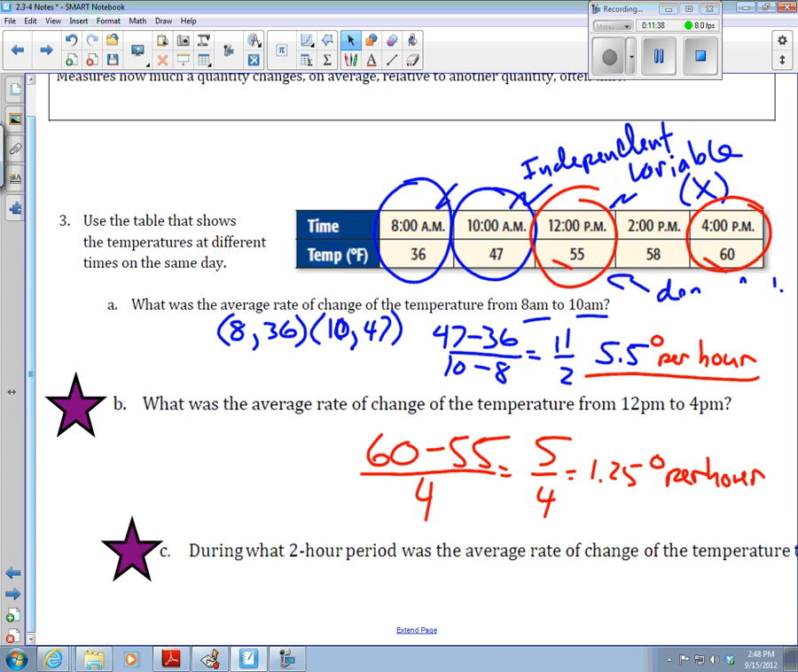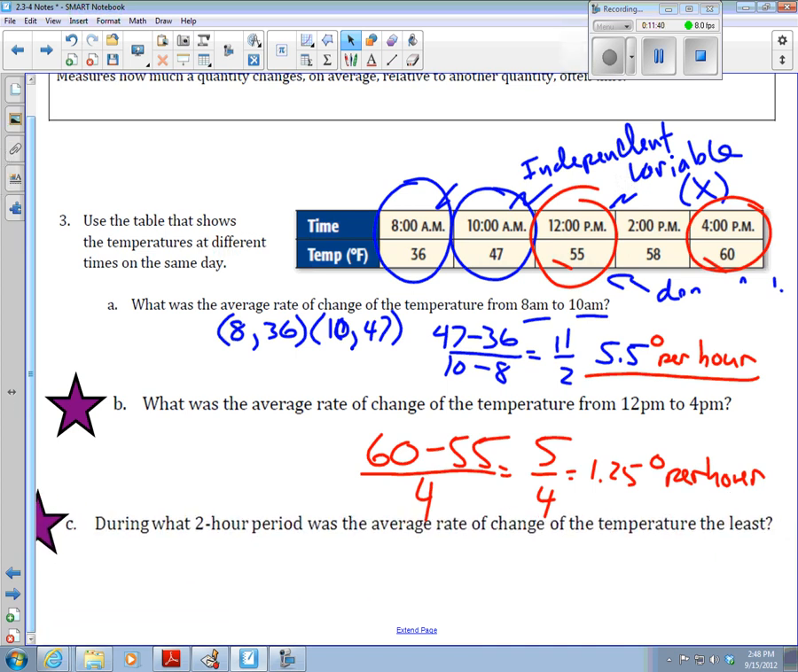And then right here, during what 2-hour period was the average rate of change of the temperature the least? Well, I'd say from 12 p.m. to 4 p.m. Because the rate of change was smaller. It was 1.25 degrees compared to 5.5 degrees.